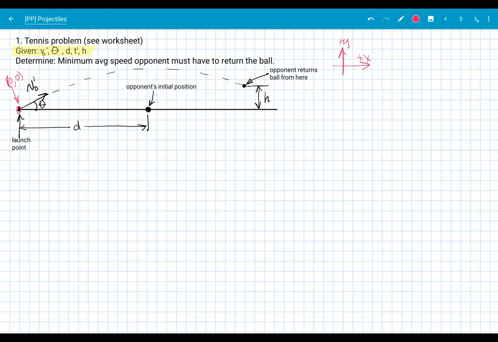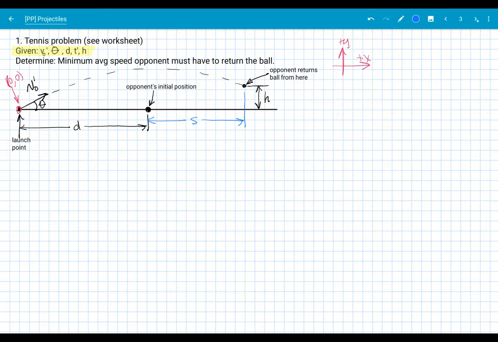I also want to label something else. Another quantity we're interested in is how far the opponent has to run. So I'm just going to grab that quantity and call it S, just so I have something to work with. So basically her average speed is going to be equal to the distance she has to run, S, divided by the time she has to run it in.